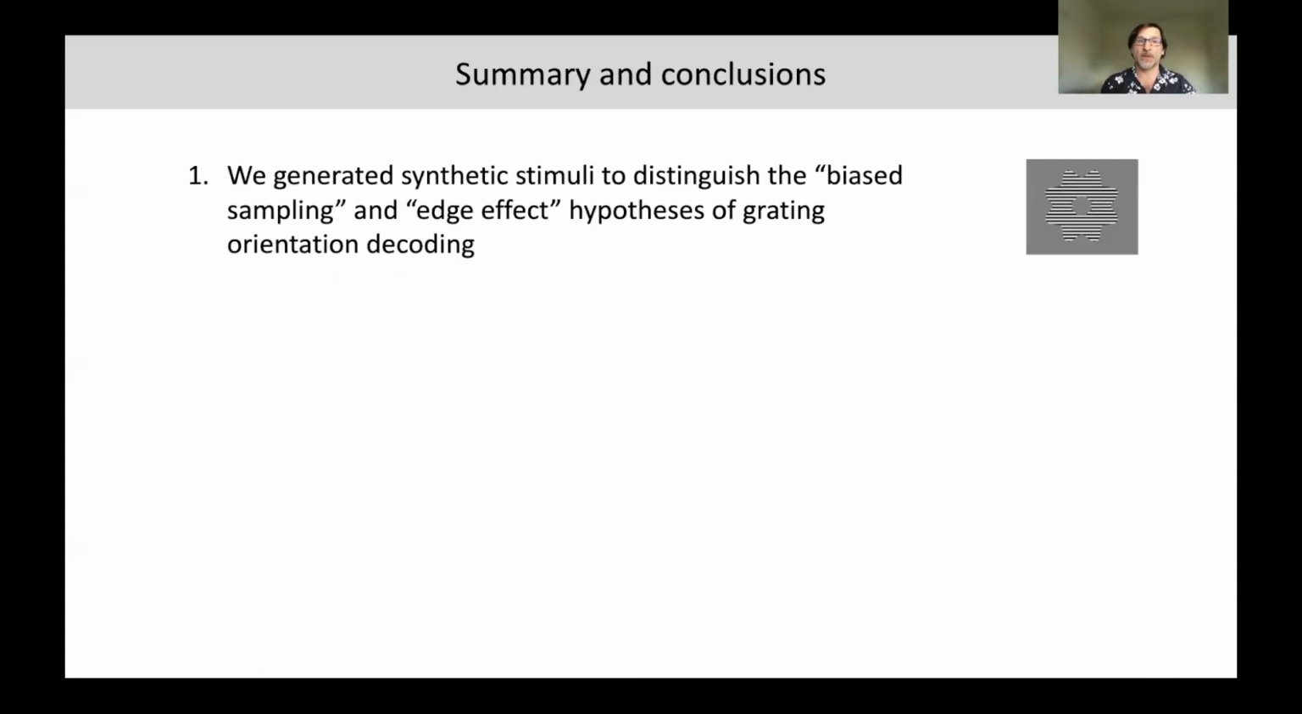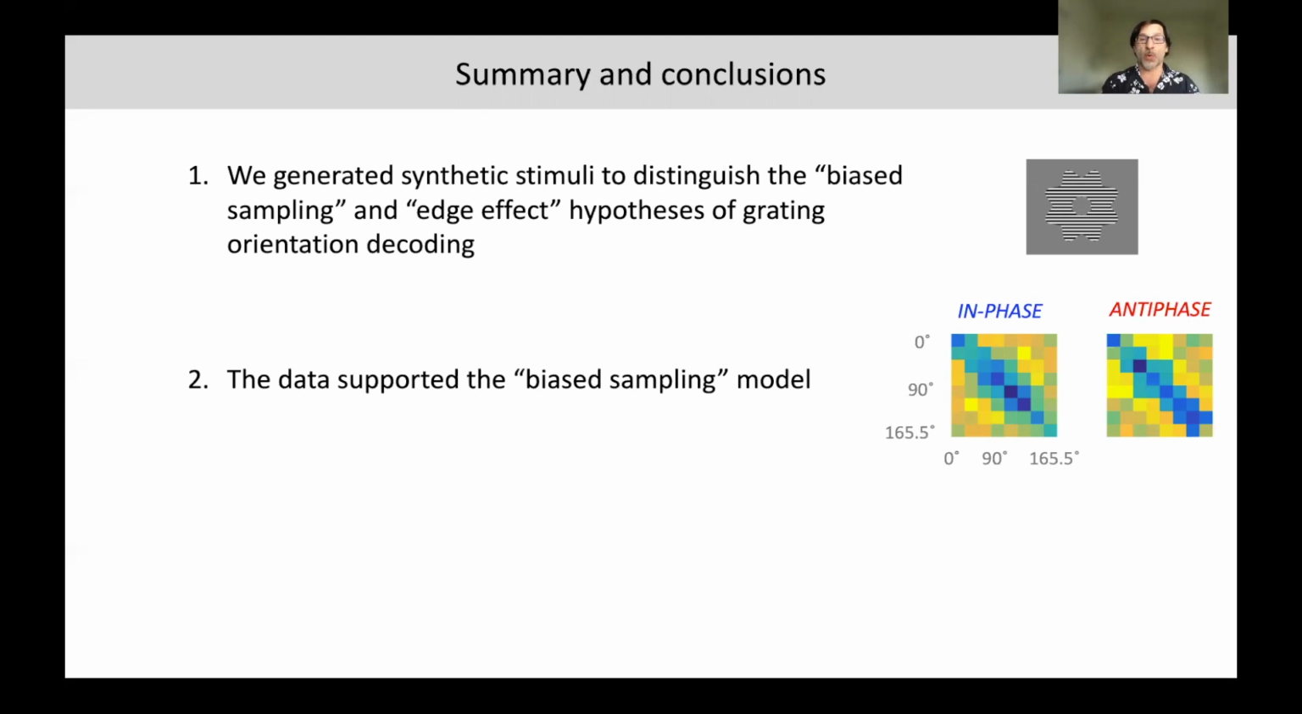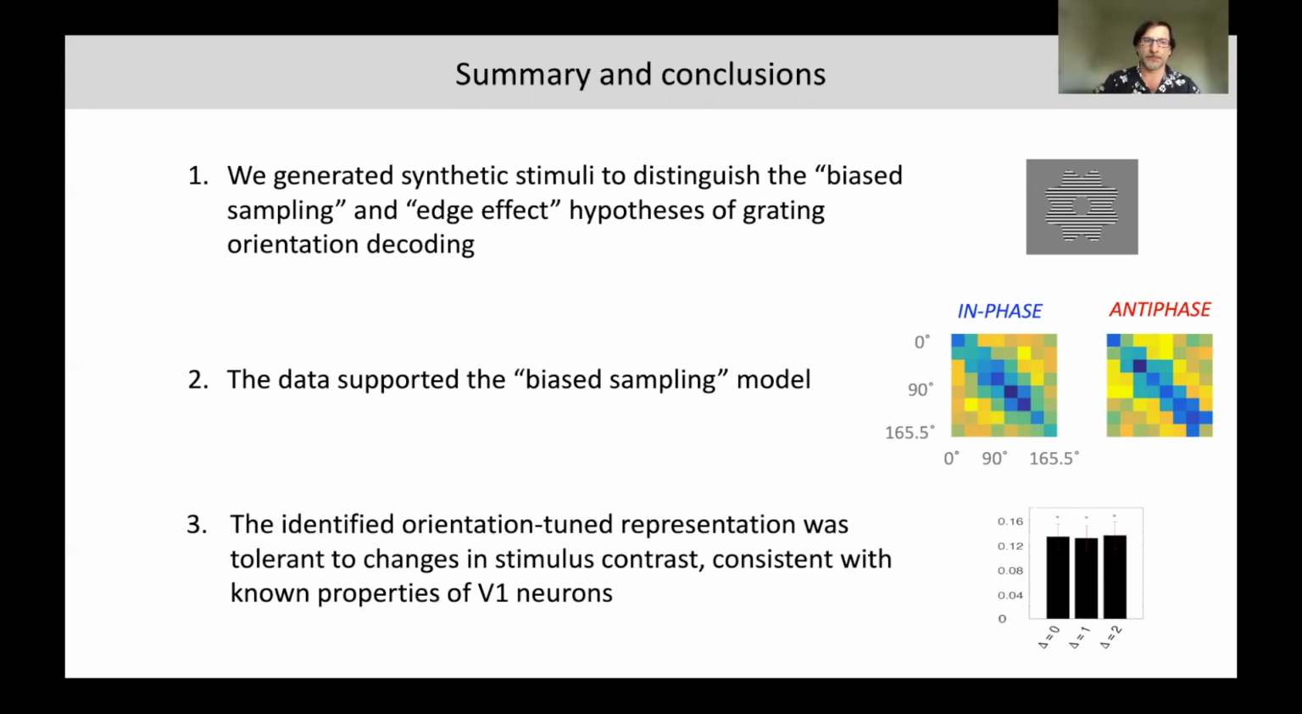To summarize, we generated synthetic stimuli to distinguish the biased sampling and edge effect hypotheses of grating orientation decoding. The data only supported the bias sampling model. And finally, the identified orientation-tuned representation proved tolerant to changes in stimulus contrast, consistent with known properties of V1 neurons.